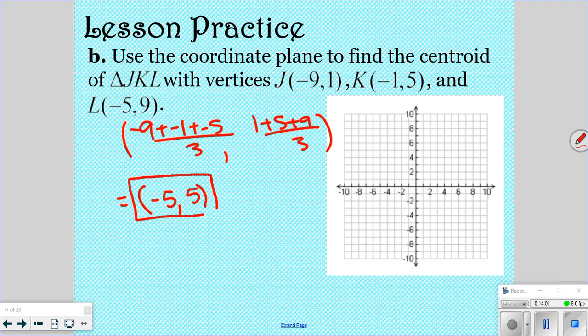So that's your centroid. If you are interested in looking at how to find the centroid using a graph, you can look on page 206 in your book, and they help you go over that. You can find the midpoint of each side, and then you can figure out where they intersect. It requires a little bit more work, but it is possible to do it that way. It's not terribly difficult. It just takes a little bit longer. This method here is definitely much more quickly to work through.